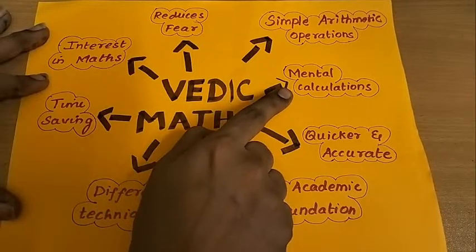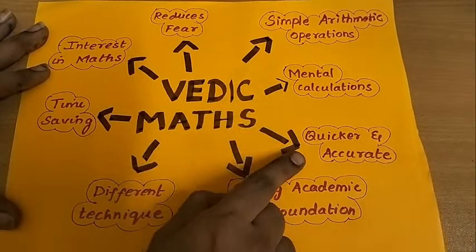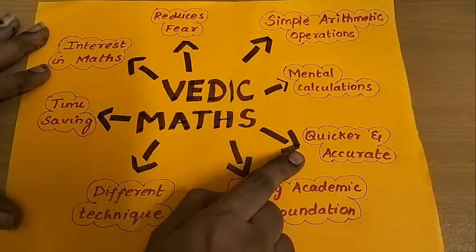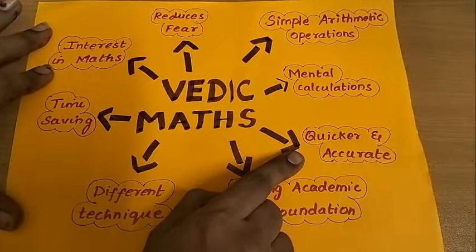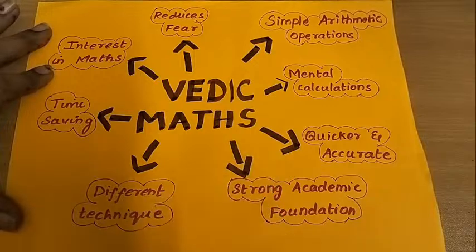That is your mental calculation. Next is quicker and accurate. So with the help of Vedic maths we can solve sums quicker, and you can also give accurate answers. Okay, so it will be very useful for you.